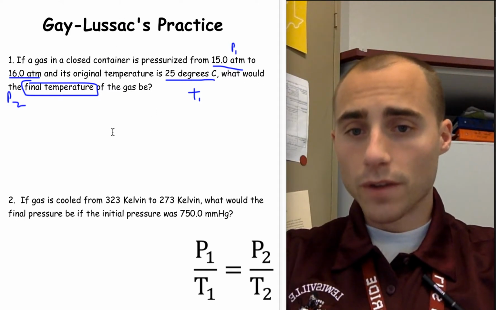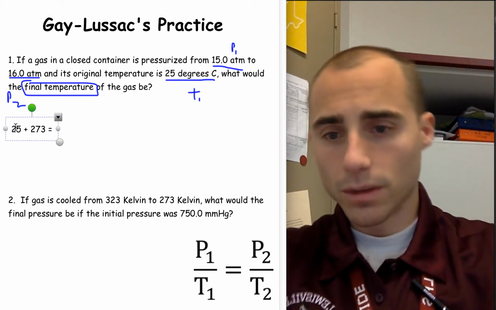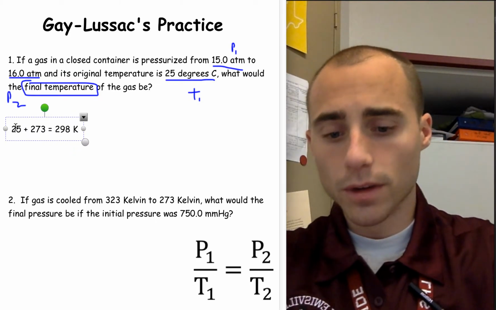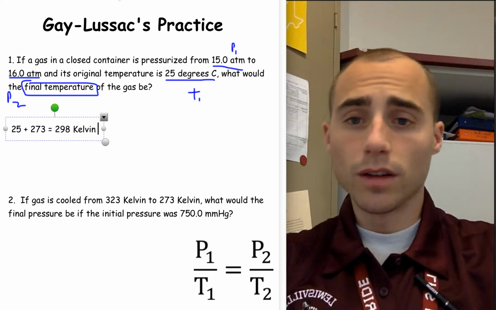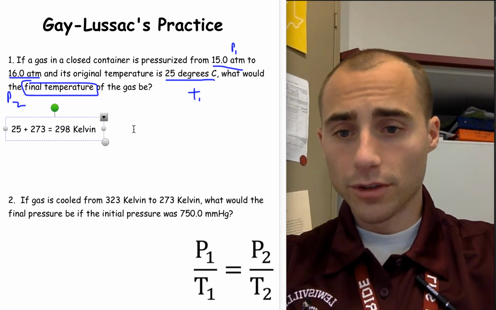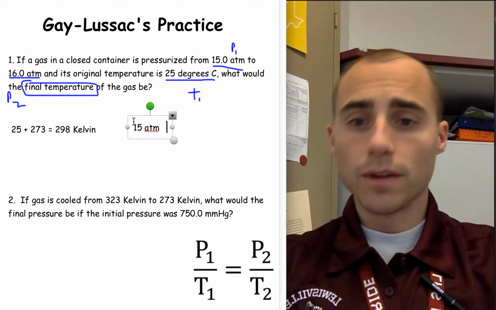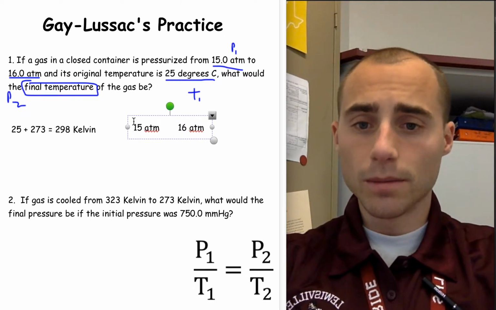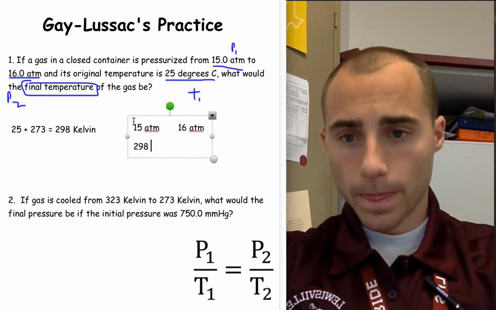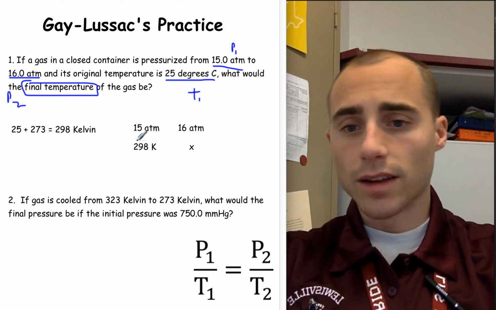First, let's convert 25 degrees Celsius into Kelvin. To do that, we do 25 plus 273 because we always need to be in Kelvin. So 273 plus 25 is going to equal 298 Kelvin. And then we are good to set up our problem right here because we already have our atmosphere units for pressure, so we don't need to do any conversion. So our pressure 1 is 15. Sorry, I should put ATM right there, 15 ATM. Our pressure 2 is 16 ATM. Our temperature 1 is 298 Kelvin. And we are solving for temperature 2. So that is a nice setup for us right there.